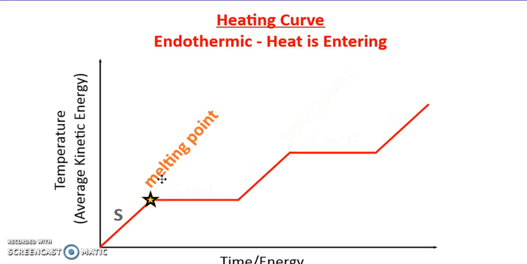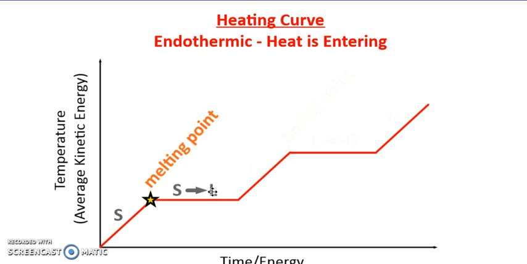And after this melting point, we have this plateau area, which we call a phase change. In this phase change area, the solid particles are turning into liquid particles. We call this liquefy or melt. Again, we have a phase change, so P for phase change, P for plateau, P for potential energy changes. In this area, our potential energy is increasing.